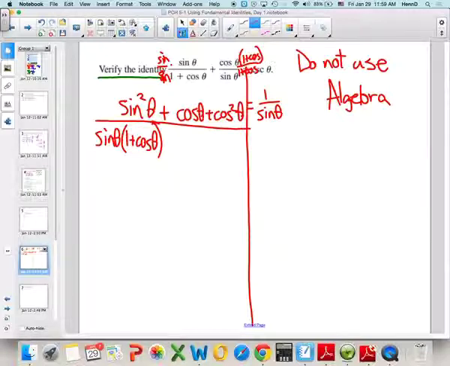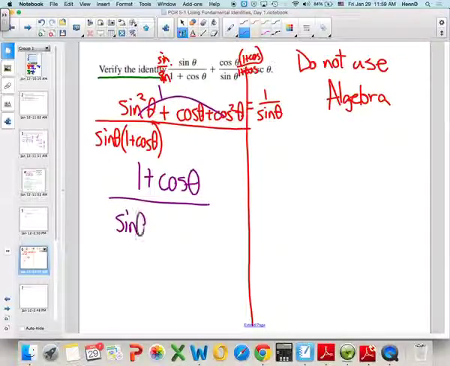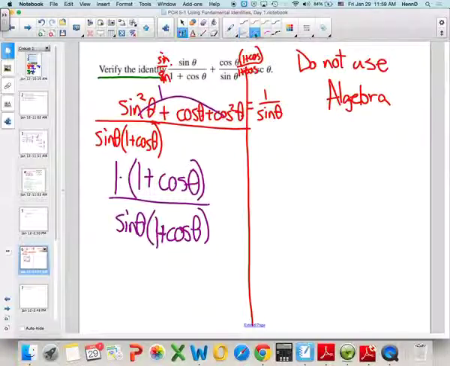Okay? But listen, how do we finish this? Take a look. Sine squared plus cosine squared is 1. So this is a 1. I have 1 plus cosine theta over sine theta times 1 plus cosine theta. 1 over sine. And check this out. If I look at this as 1 times 1 plus cosine, that and that equal 1, and I'm here. Okay?